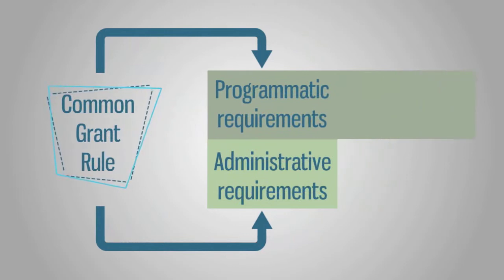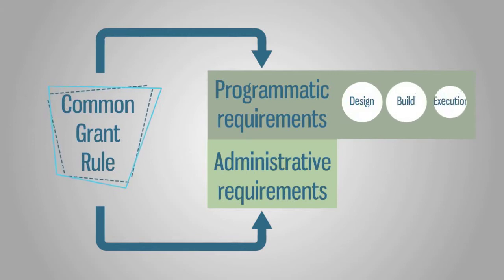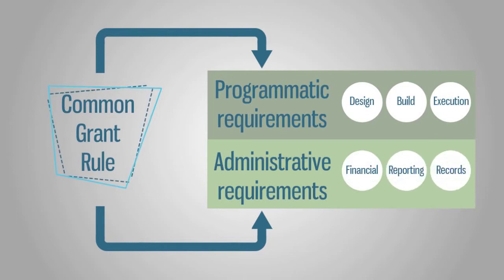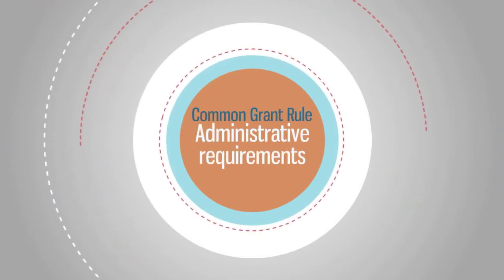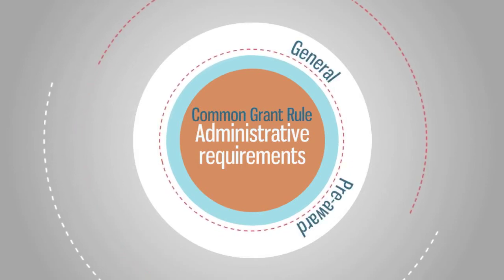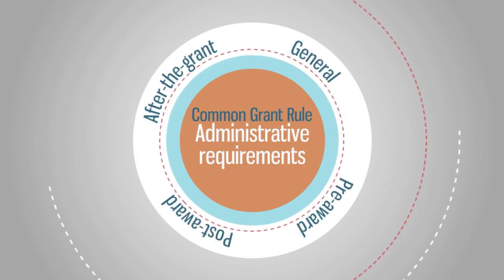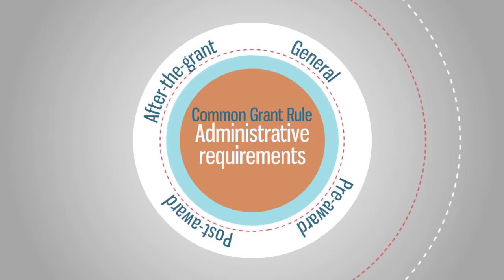Programmatic requirements, which include items such as how the project must be designed, built, and carried out, are specific to a project or program. Administrative requirements address items such as financial management standards, reporting, and records retention. These administrative requirements are broken down into 4 main sections in the Common Grant Rule: general, pre-award, post-award, and after the grant requirements. Let's take a look at each section's requirements.